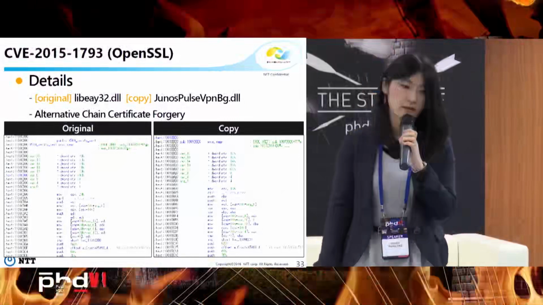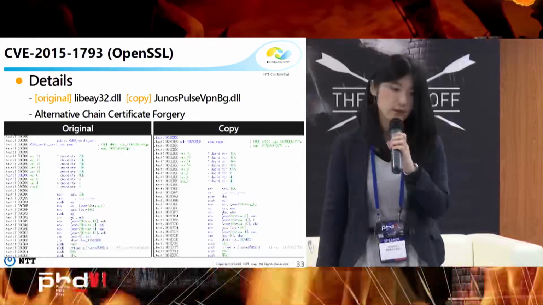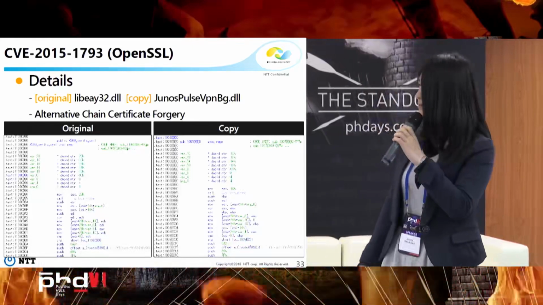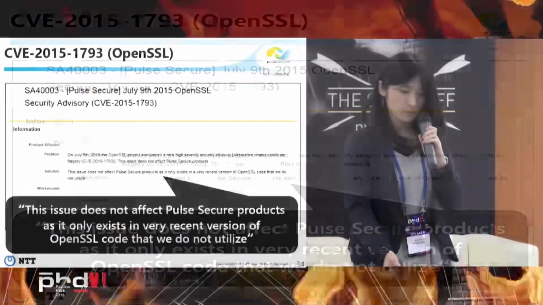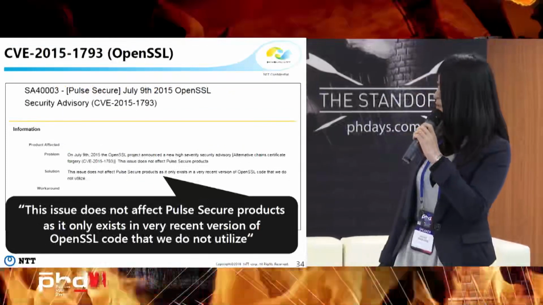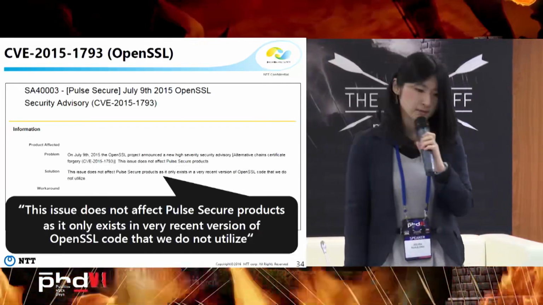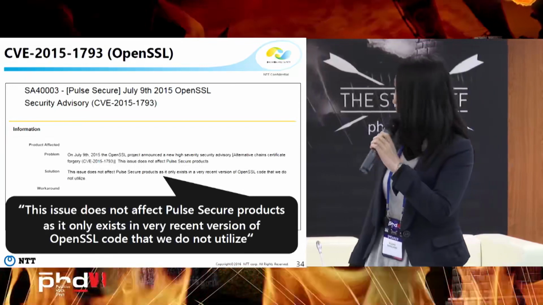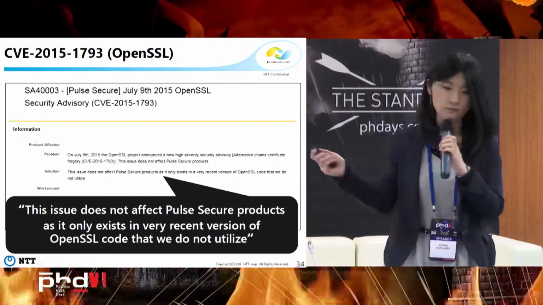So next, for the last one, I will talk about the details of the CVE-2015-1793 vulnerability. This vulnerability originally resides in libeay32.dll and was copied to Junos Pulse VPN-BG.dll. But Pulse Secure wrote a security advisory saying that this is not vulnerable because they don't use this code. So it means there is no attack vector for this vulnerability.